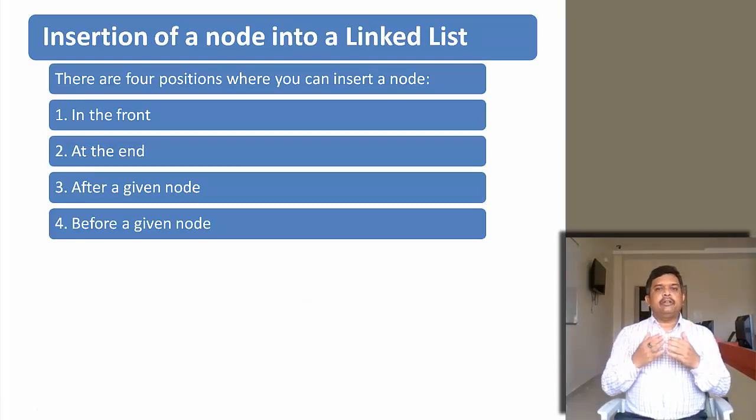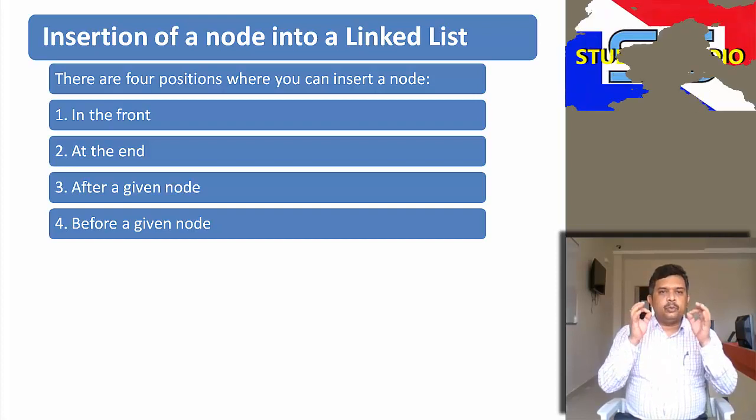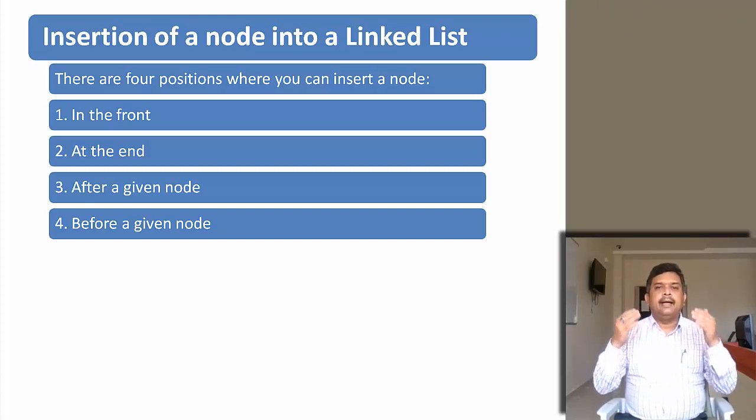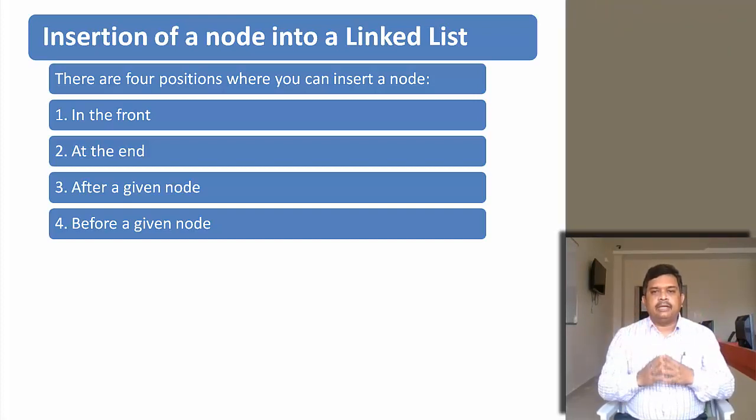There are four different positions where the insertion of a node can be done in a singly linked list. I can do it at the front, I can do it at the end, I can insert the node after a given node, or I can insert the node before the given node. So depending on the type of list or the need of the user, insertion can be made at the beginning, at the middle, or at the end of the list.